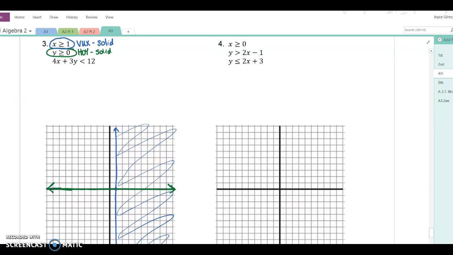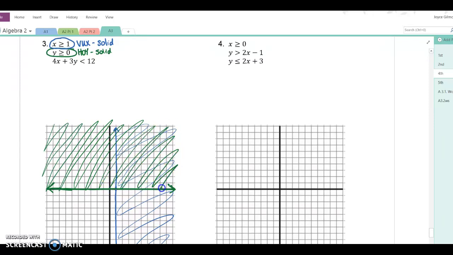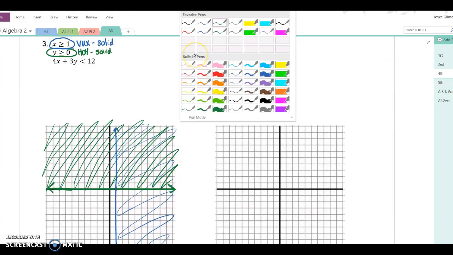So, we shade up, so we're shading all y values that are bigger than 0. That would be everything up here. So right now, the solution area is the top right corner. Everyone see that so far? All right, let's put the third thing on the graph. I'm going to grab a purple or pink or something.